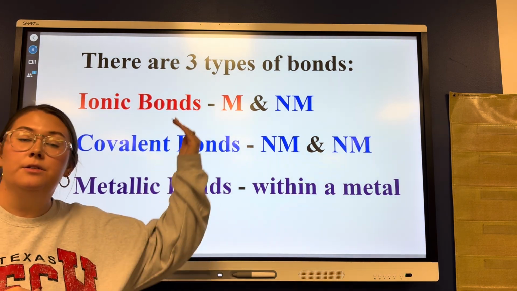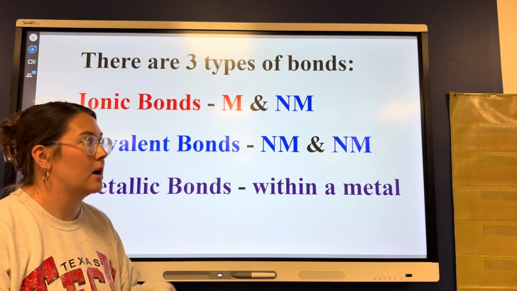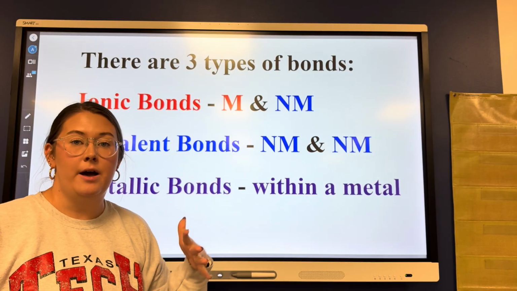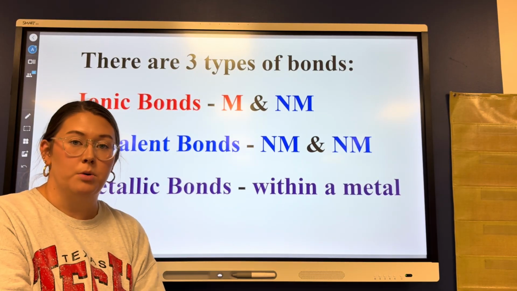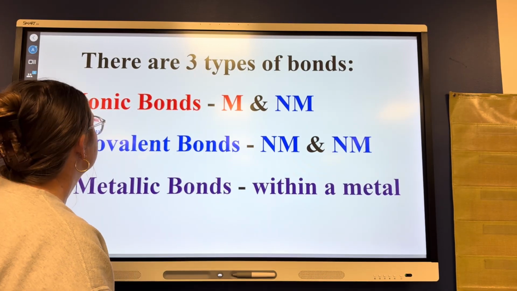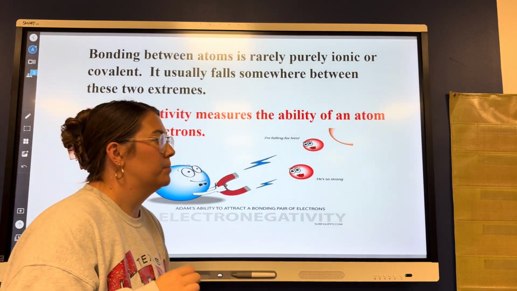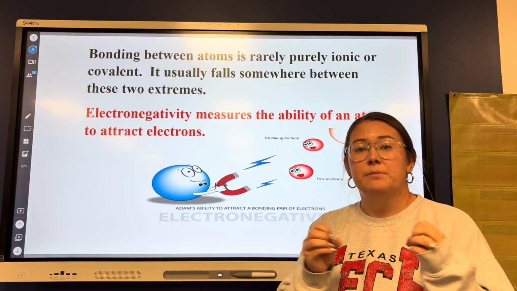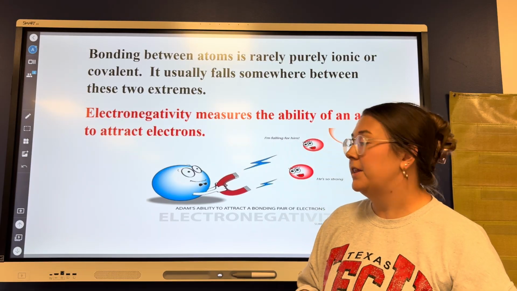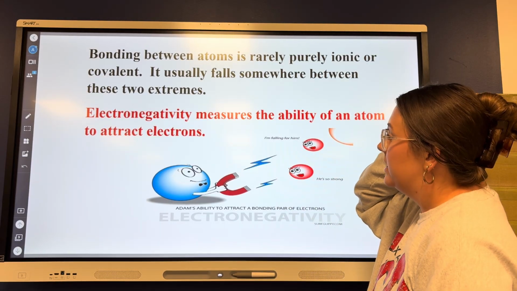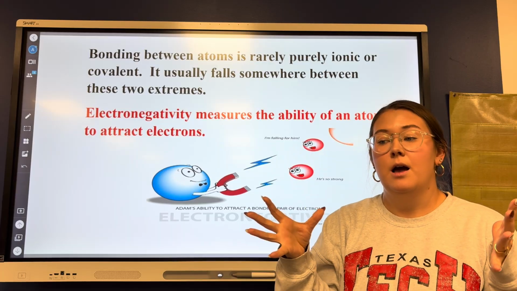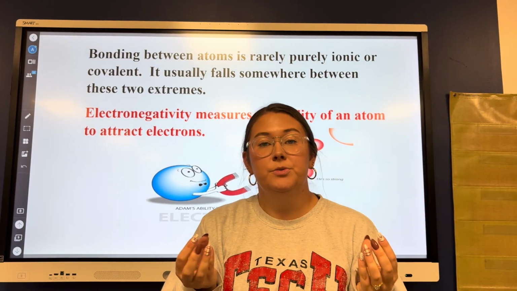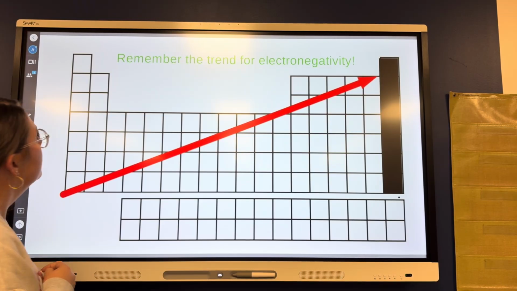Okay, so again, 3 types of bonds. Today we're going to talk about ionic and covalent, but within covalent we also have polar covalent and nonpolar covalent. So that's the new piece that we're learning today. Bonding between atoms is sometimes in between ionic and covalent. Electronegativity is going to determine the polarity of a molecule. So again, it's the atom's ability to attract electrons.